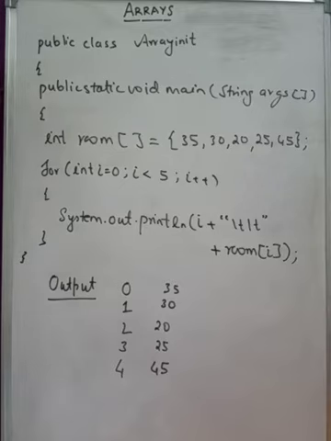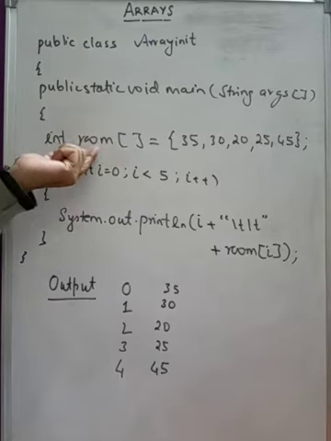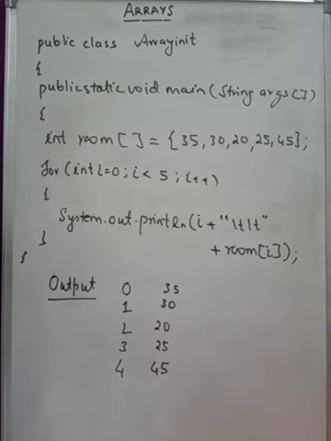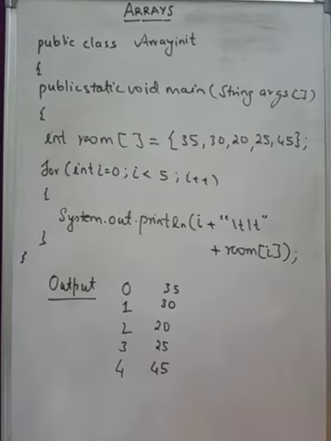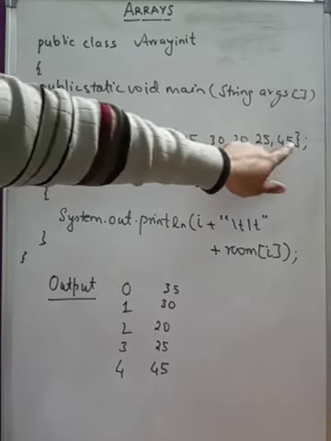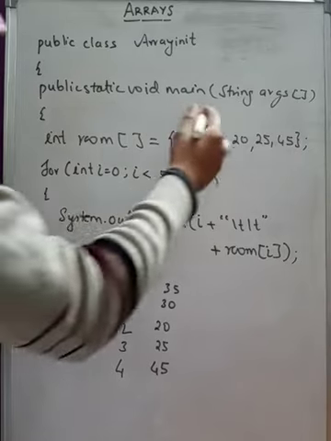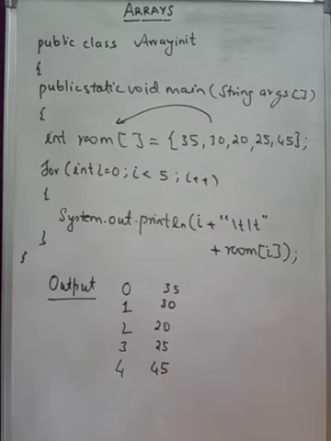So first we declared the class, then we declared the main function. And now we have taken one array by the name room, and in the curly brackets you will be keeping the values like 35, 30, 20, 25 and 45. So all these values are getting assigned in this array.